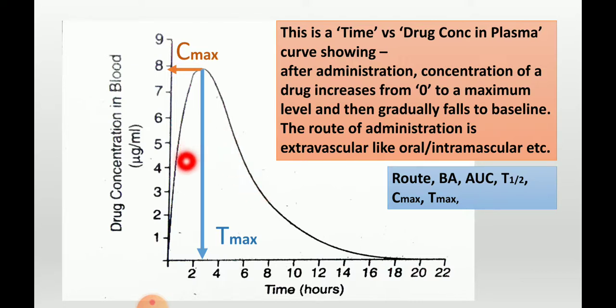Now AUC stands for area under the curve. So what I said, the perpendicular line and the horizontal line will cut each other, and that is the area under the curve, and that can be determined from this curve. T half, as I said, the steepermost curve, that means the time at which the plasma concentration of the drug declines by its half, can be determined from this curve. Concentration maximum, which is already been shown, it is around 8 microgram per ml, whereas Tmax is coming around 3 hours. So all these things can be determined from this curve.